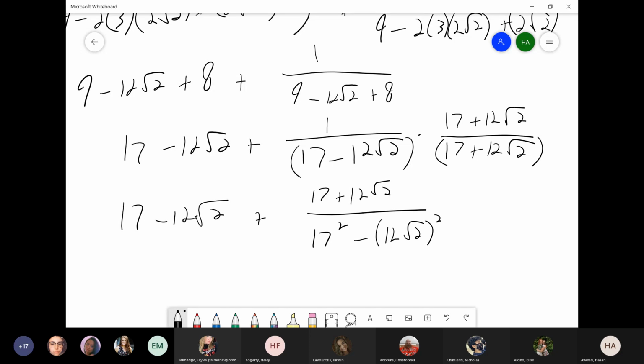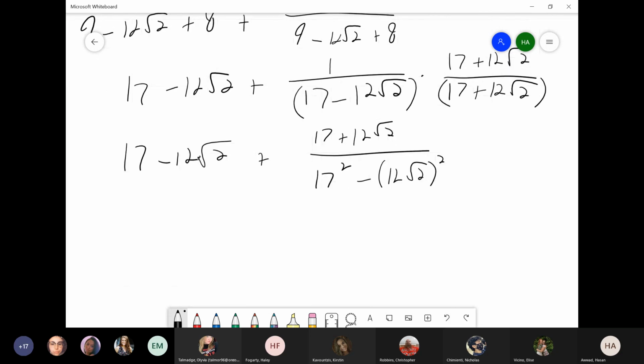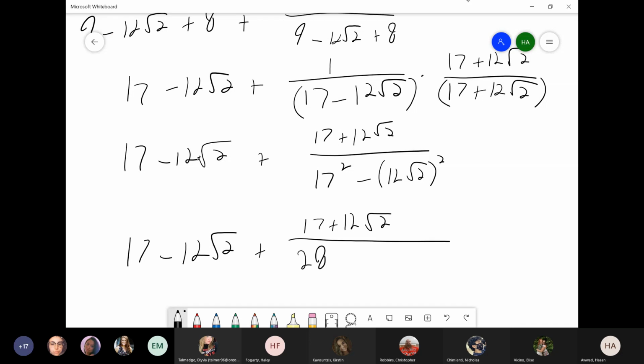At this point, I would definitely recommend either doing some scratch work and figuring out what 17 squared is, or pulling out a calculator. But however you figure that out, we end up with 17 minus 12 square root of 2. The numerator remains unchanged, so still 17 plus 12 square root of 2. And in the denominator, 17 squared actually gives you 289.